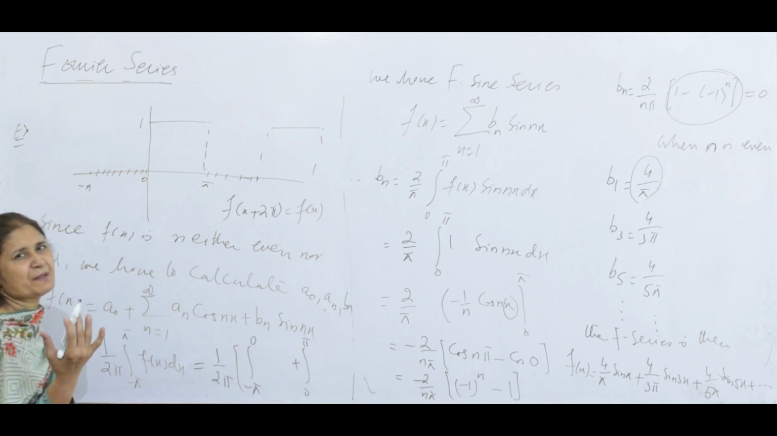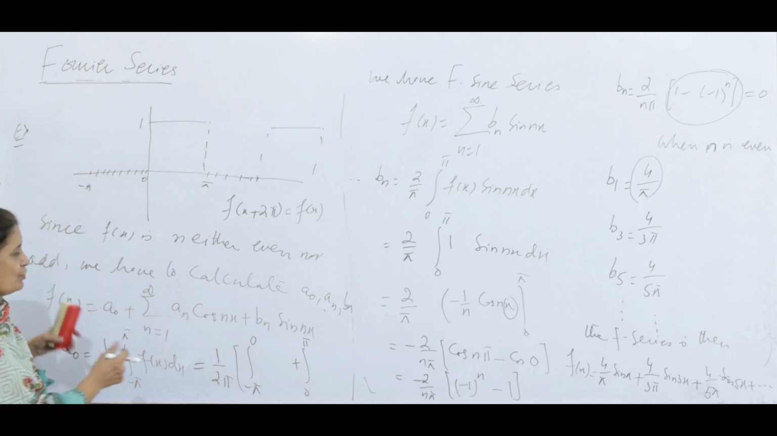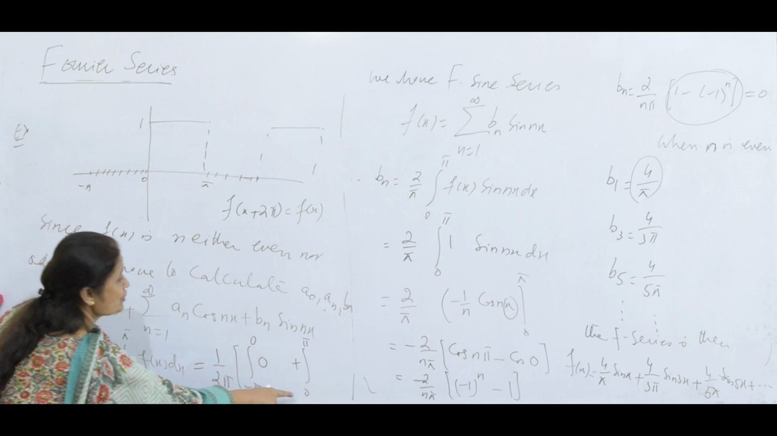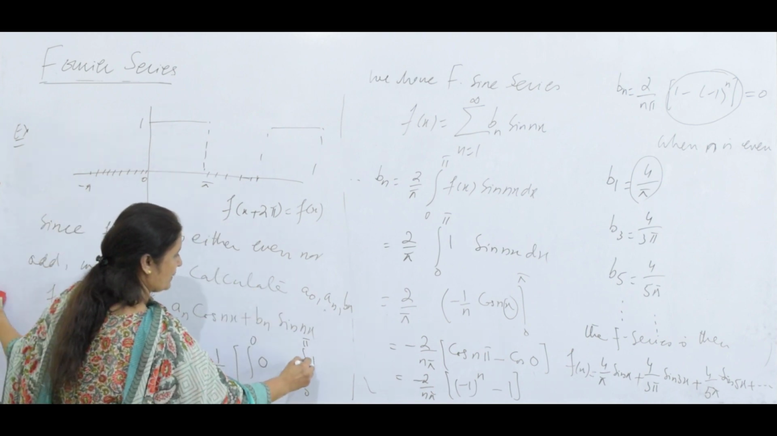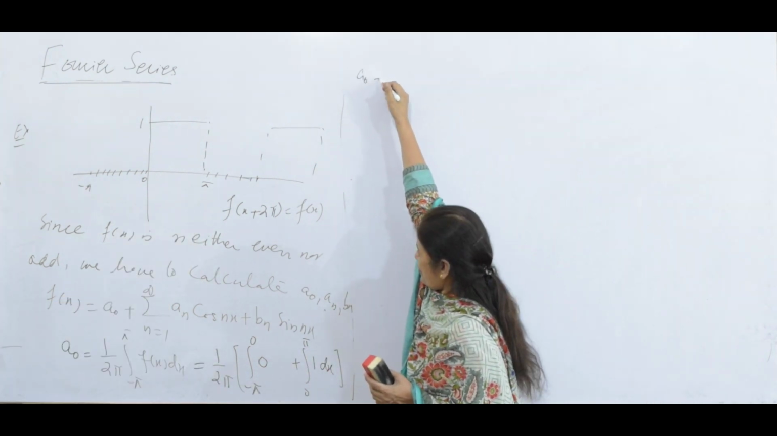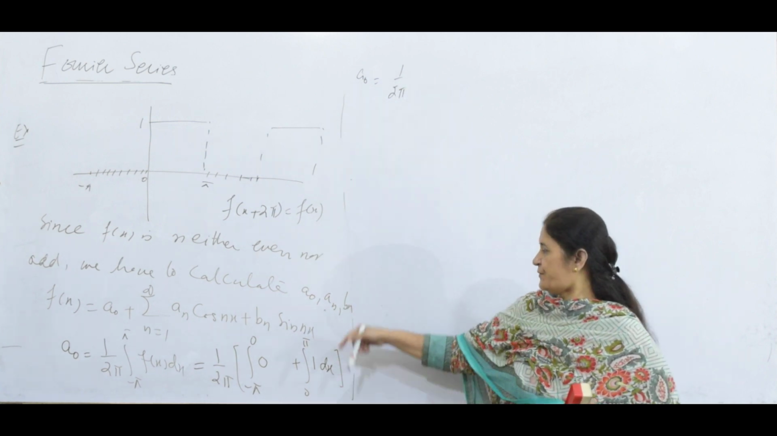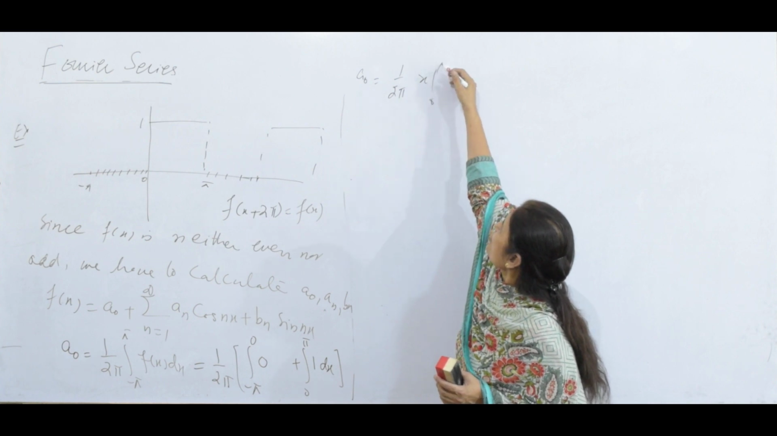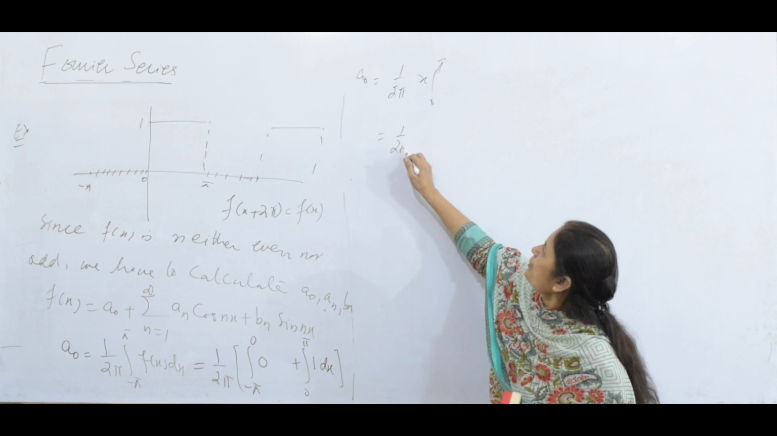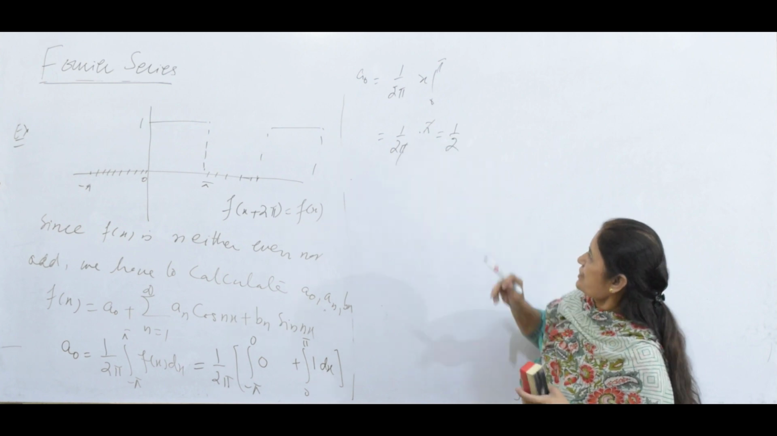You can make as many partitions as you wish, but here in the graph, from minus pi to 0, the function is 0. Look at that. The function is 0. And from 0 to pi, the function is 1, dx. Bracket is closed. A naught will be 1 over 2 pi. So I am integrating this, which is x, and the limits are 0 to pi. So it is 1 by 2 pi, and it is pi. Pi goes, so half is the answer.